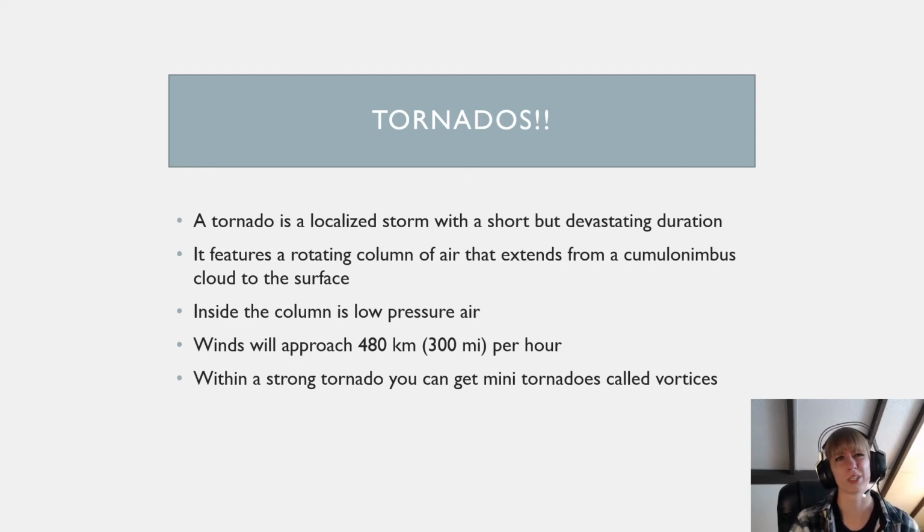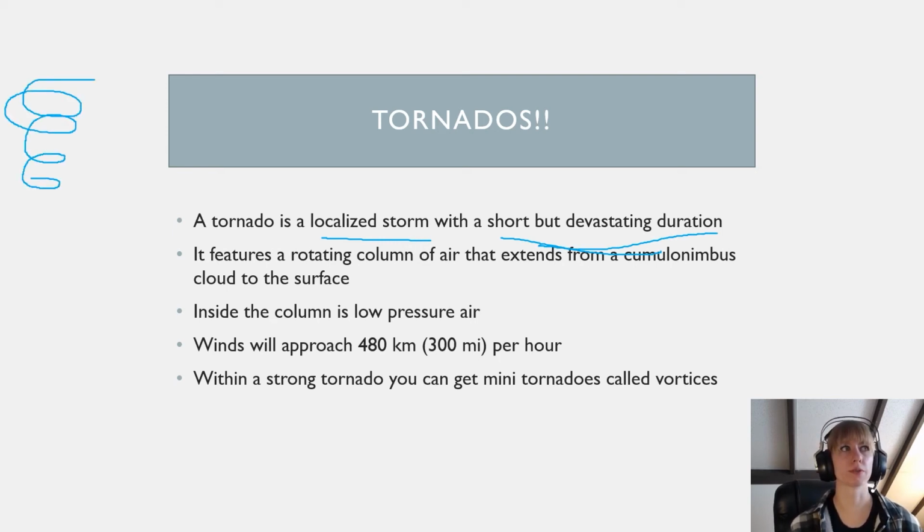It's not pretty. So a tornado is a localized storm with a short but devastating duration. It features a rotating column that we're oh so familiar with. And air extends from cumulonimbus clouds to the surface, so it makes a cone of cloud. Inside the column, you have low pressure. Winds will approach 480 kilometers per hour, which is 300 miles per hour. It's pretty fast.